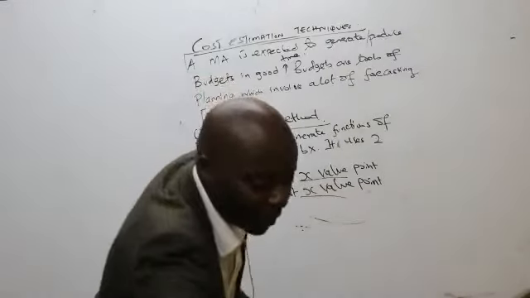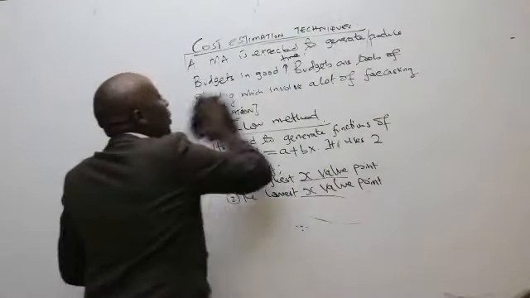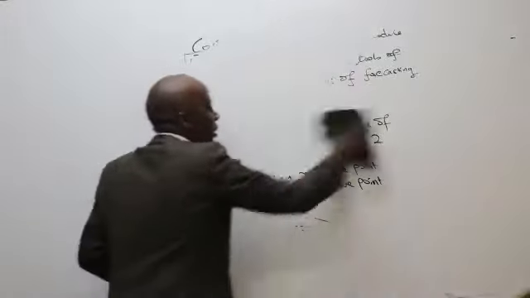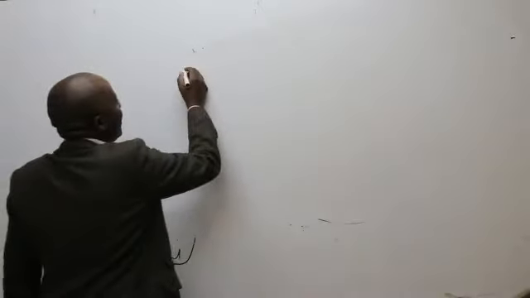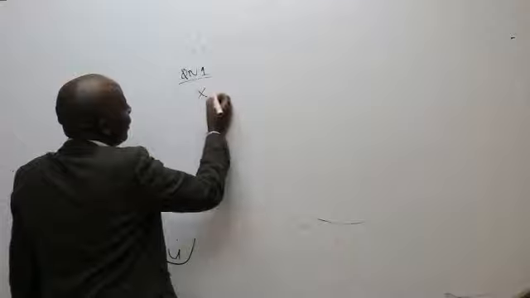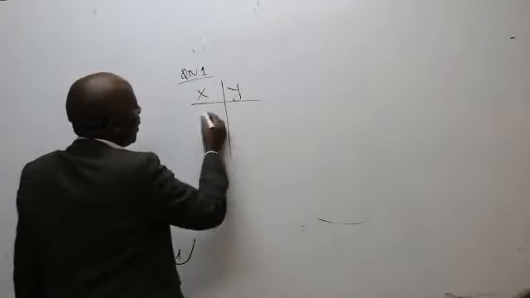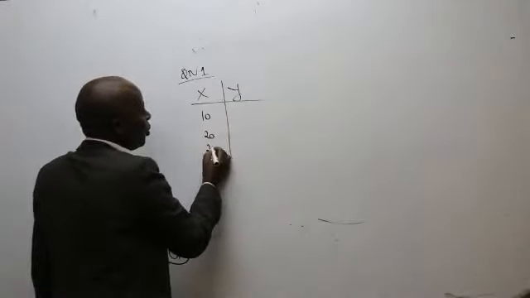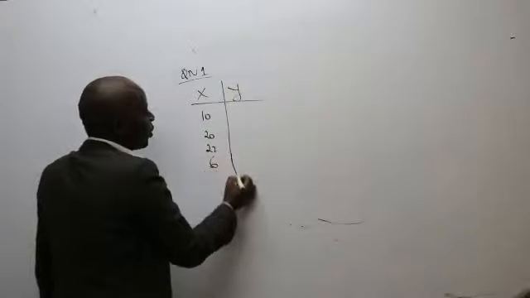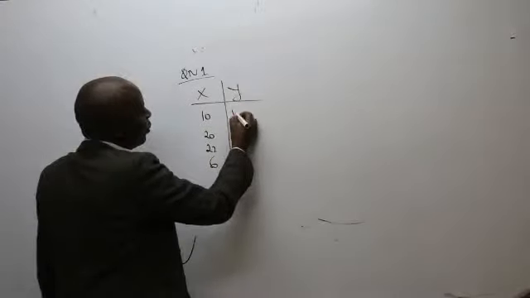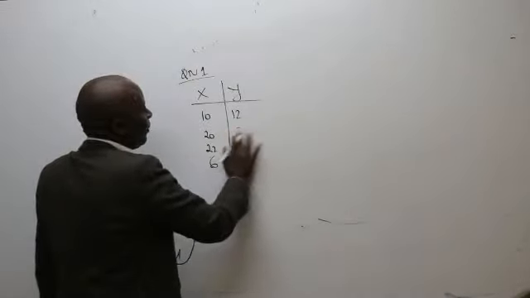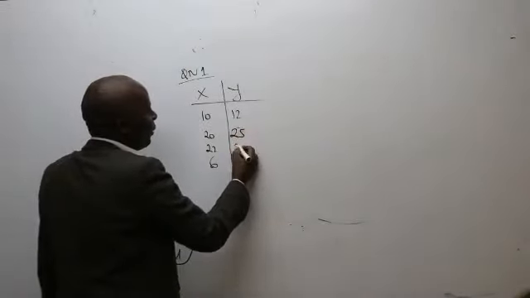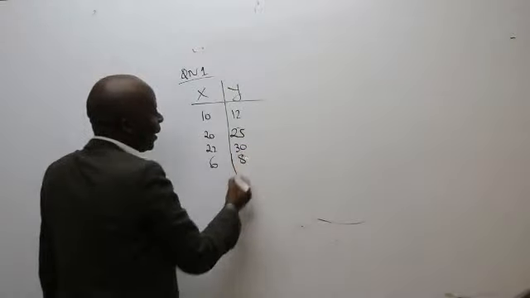So if you allow me, ladies and gentlemen, to extend this further, I will go ahead and give you a question. Question number 1, they have given us here X, Y. So we have here, for instance, 10, 20, 22. We have here, for example, 6. So we have, ladies and gentlemen, for example, 12. For example, 25. We have here, for example, 30. And this is 8 like that.